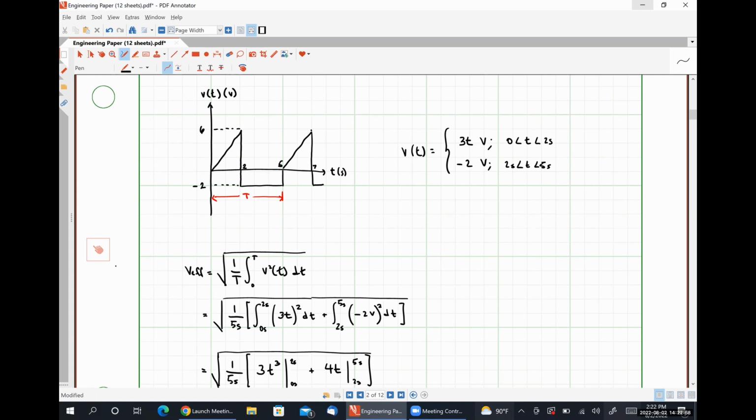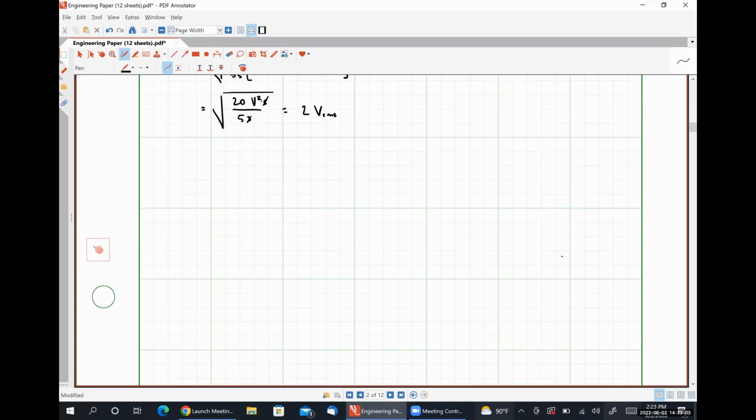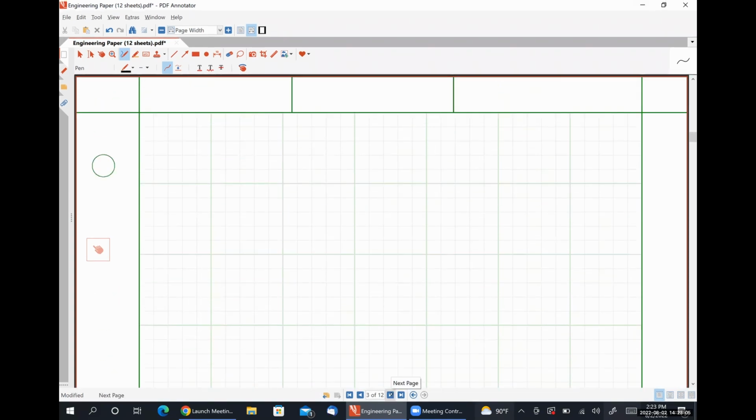Now let's look at something a little different. A very commonly used signal in electrical circuits is the triangular wave, or the sawtooth wave, actually. Let's do sawtooth.